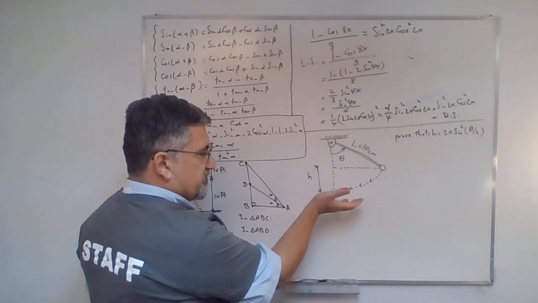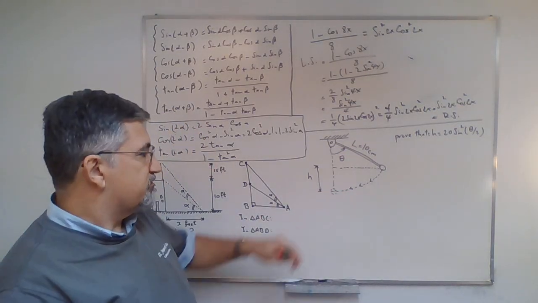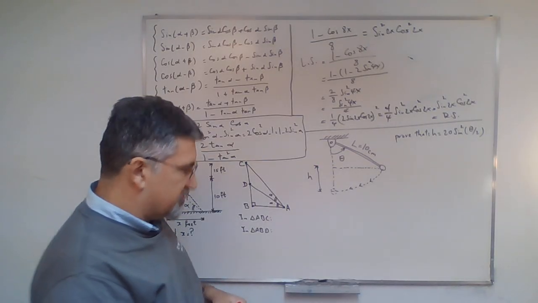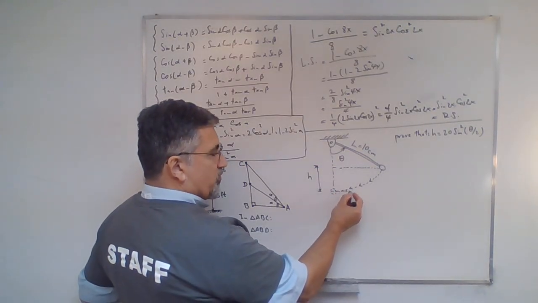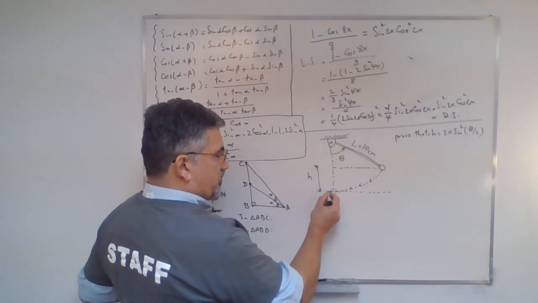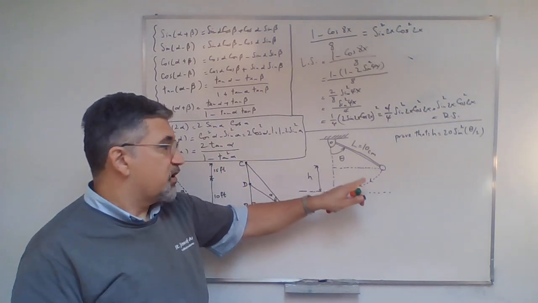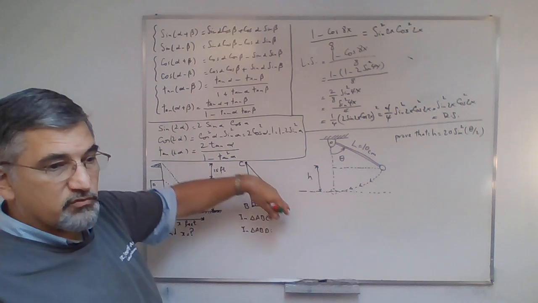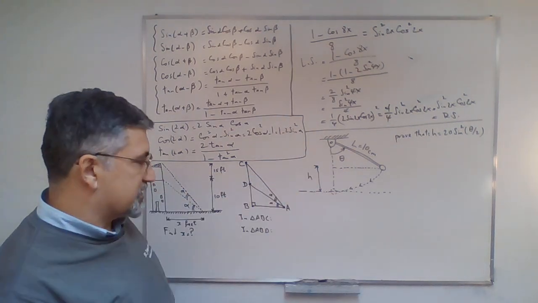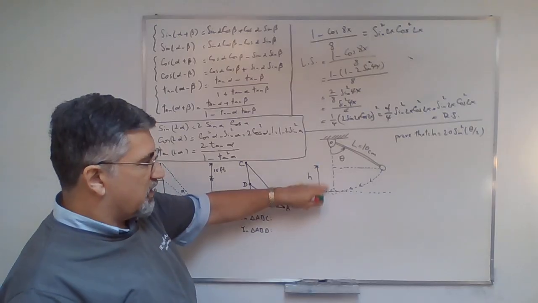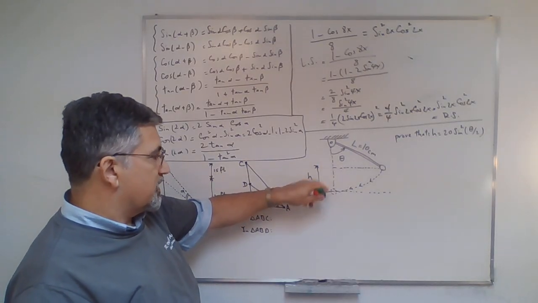So the vertical height, vertical displacement of the pendulum relative to its lowest point, which is the point where the pendulum is passing through its equilibrium status. So anyhow, how can we find this height? That is the question here.